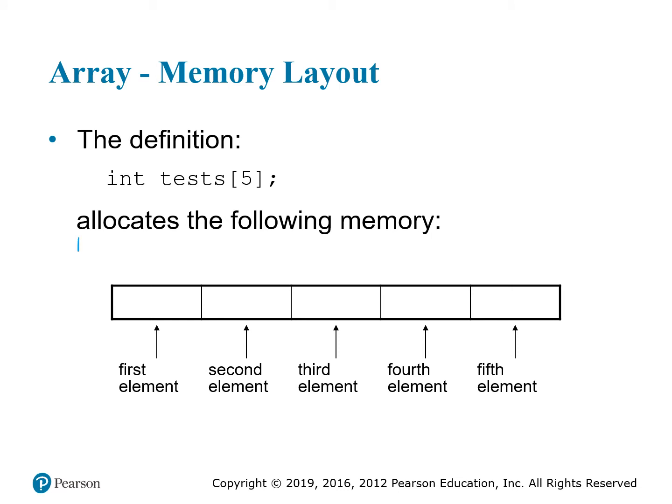Okay, this sets aside a variable, tests, that points to a memory space. But this time, instead of if we were to just say int tests, which would set aside this box to hold one integer, by using the square bracket 5 notation, that sets up 5 memory boxes, all belonging to the same variable name, tests.